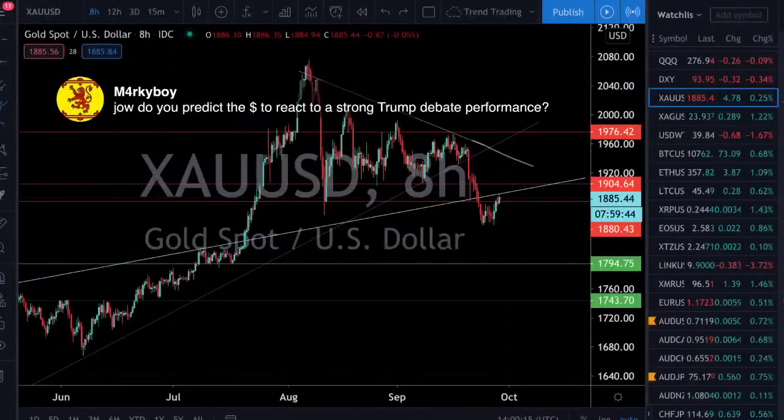Listen, this is a phenomenal question. Do I predict that the dollar reacts strong to a Trump debate? Listen, when it comes to all news events like this, I'm not so much concerned about what I think is going to happen and trying to predict it. What's important to me is what happens. Does Biden win the debate? Does Trump win the debate? And then how the market reacts.